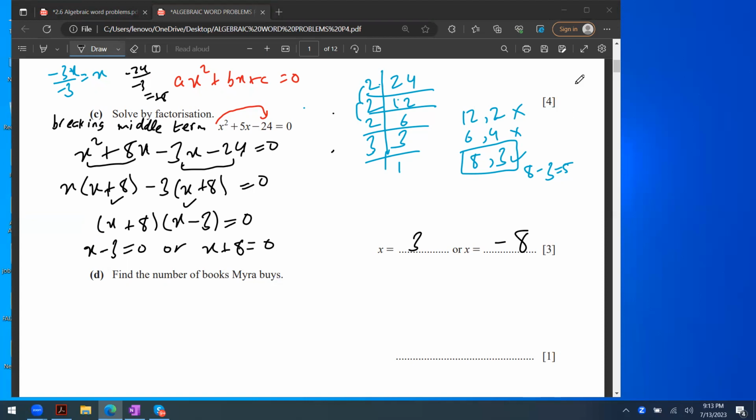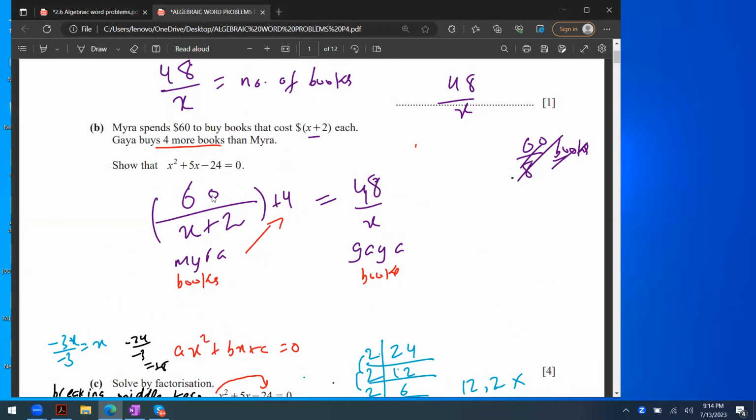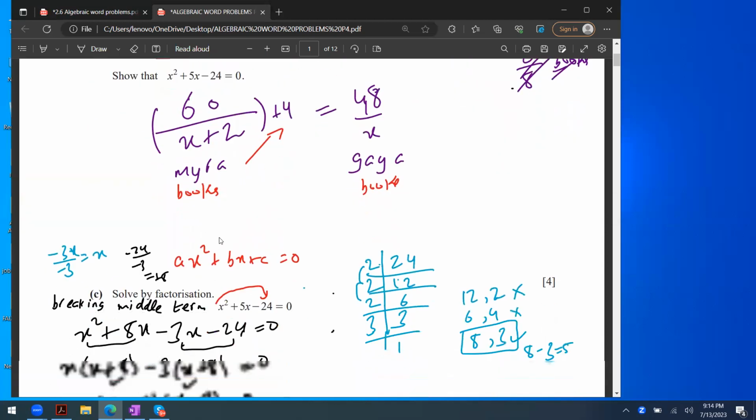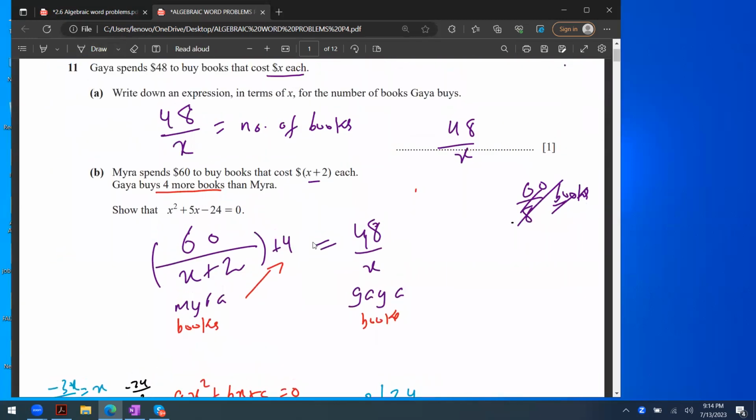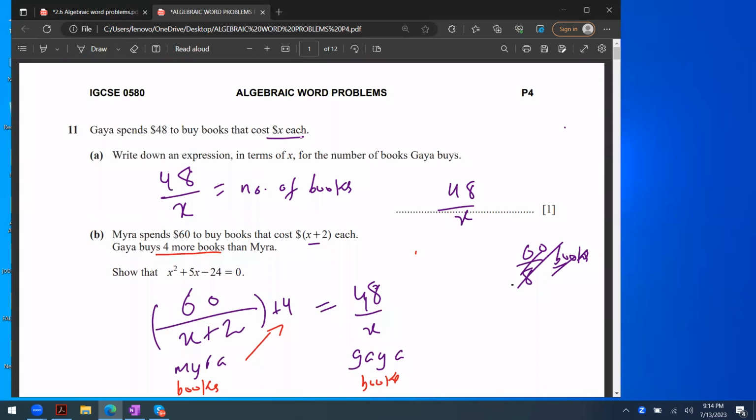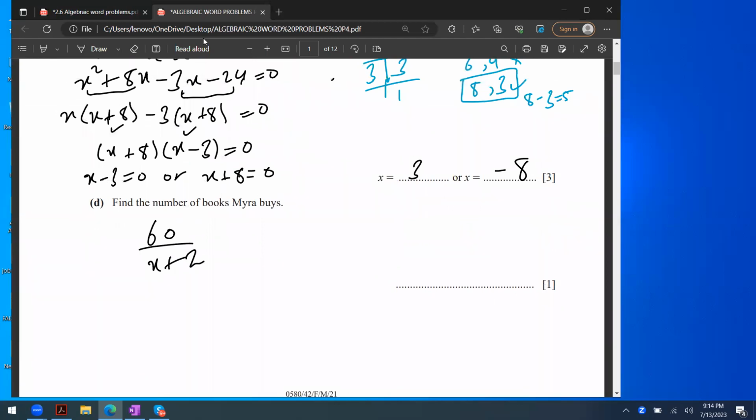Okay, then the D part. Find the number of books Myra buys. Let's go back to the earlier part of the question. Myra buys 60 over x plus 2, right? So 60 over x plus 2. But which value should we use, 8, minus 8 or 3? Sir, 3. Yes, because what is x? X is the cost. So cost cannot be negative. Cost has to be positive. So we have to take 3.